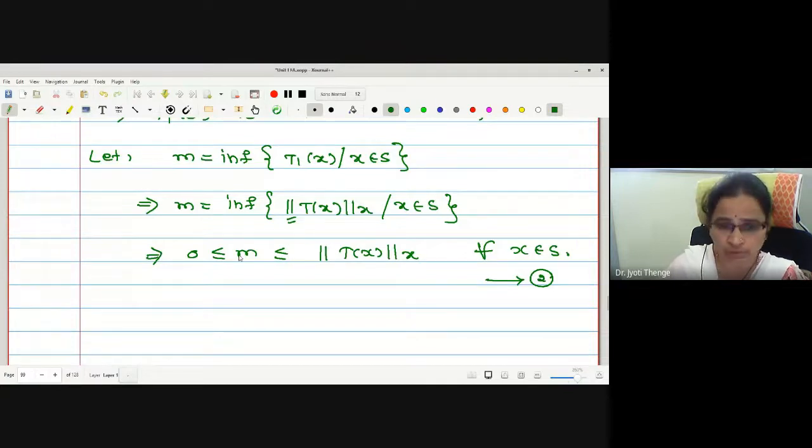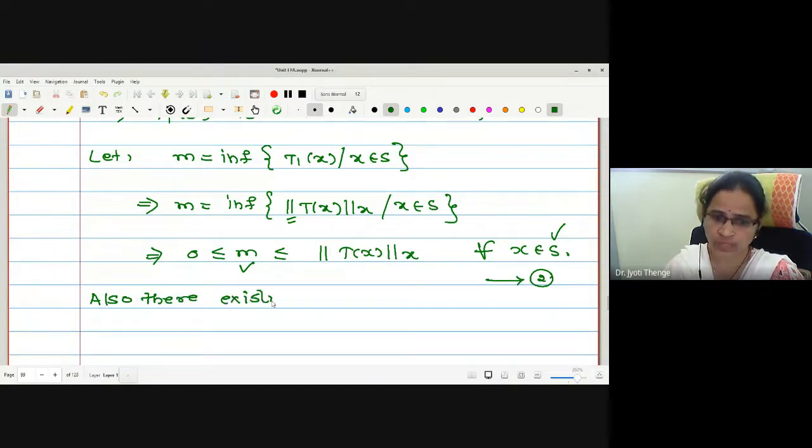Now let me go for finding that particular element of the set S which gives me this infima. Therefore, I can here write that there also exists an element x naught in S such that.